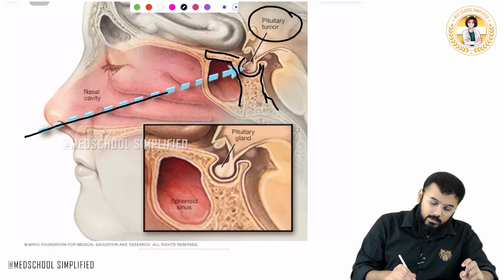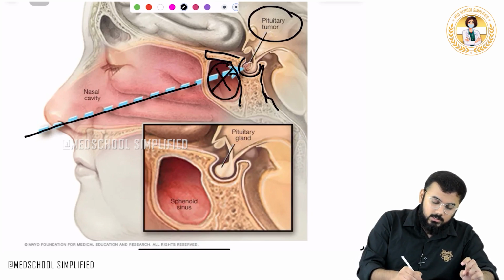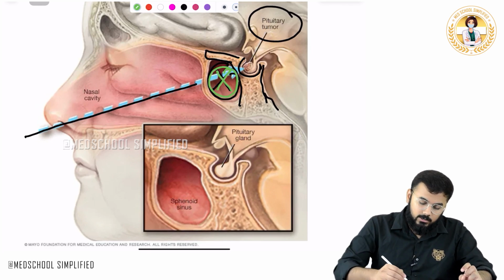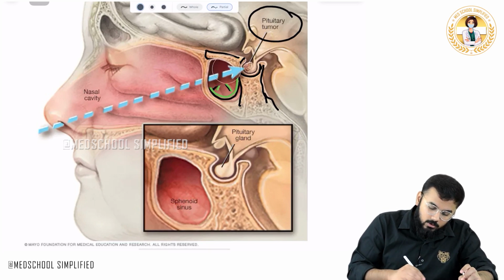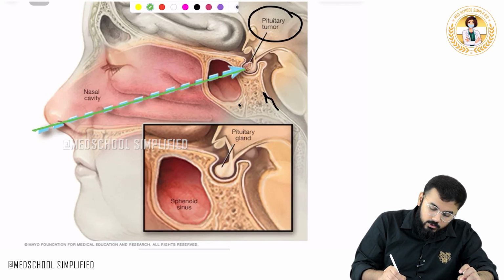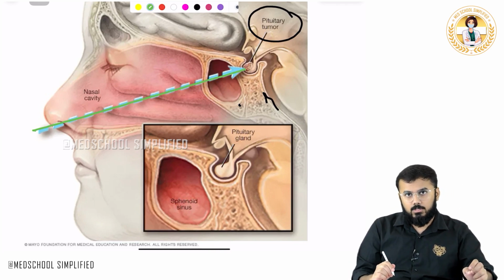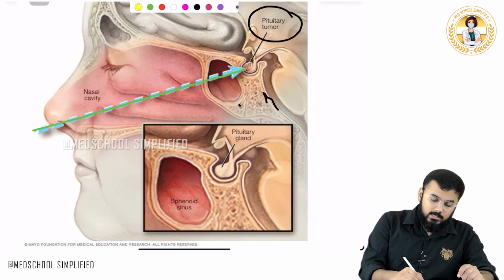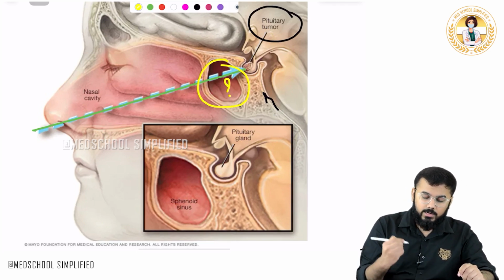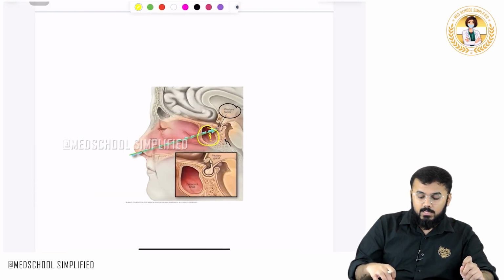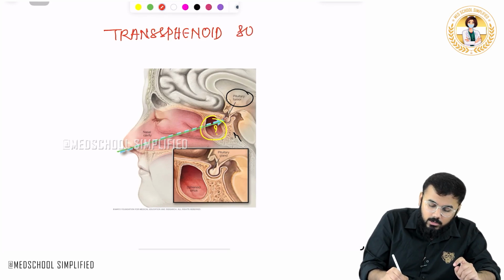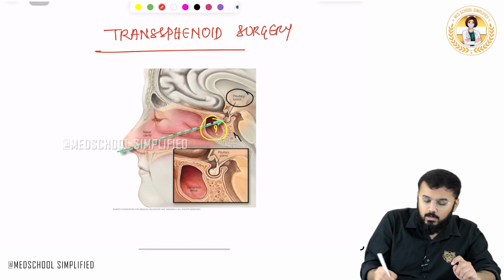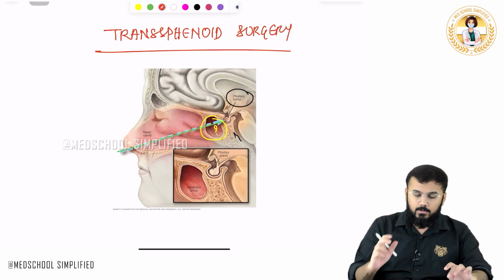From the nasal cavity, you puncture this particular sinus. What is this sinus over here? This one, sphenoid sinus. So, from the nasal cavity through the sphenoid sinus, you enter into the sella turcica of the sphenoid bone to do the surgery. What is this sinus here? This is called your sphenoid sinus. That is why this kind of surgery is called trans-sphenoid surgery, or trans-sphenoid resection of the tumor part of the pituitary gland.